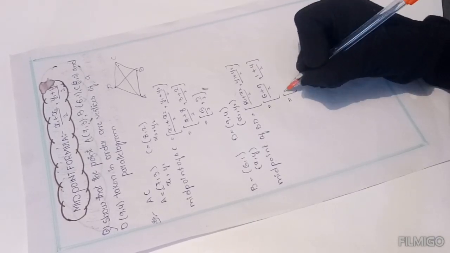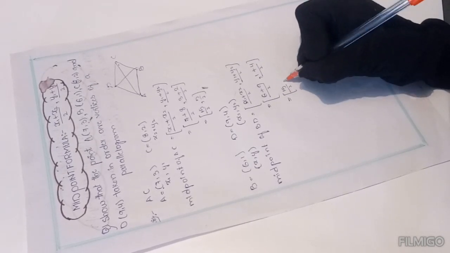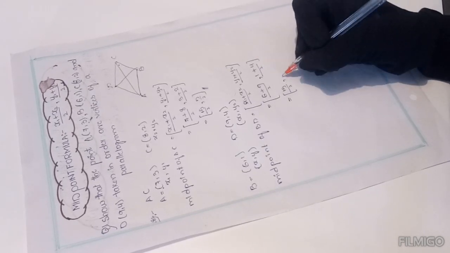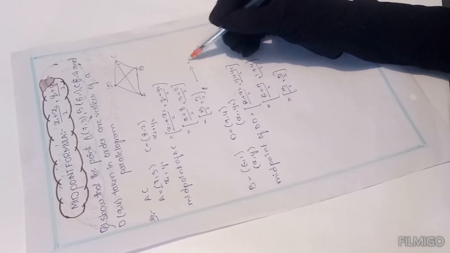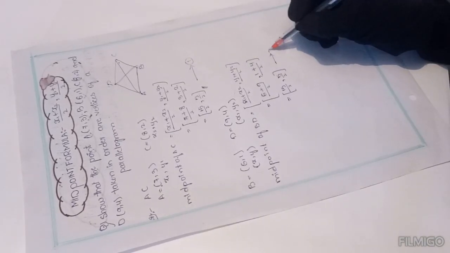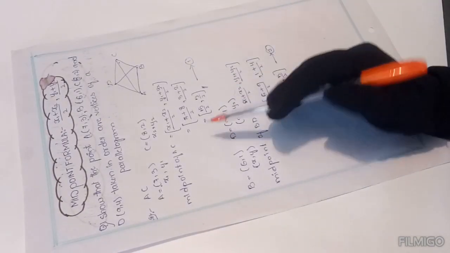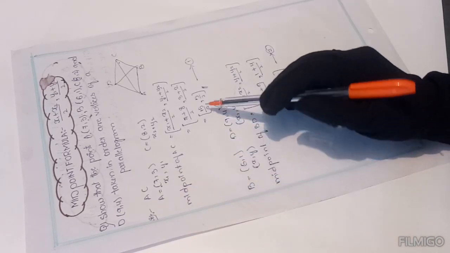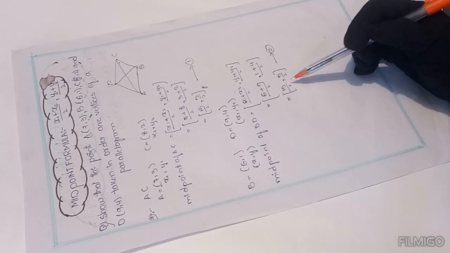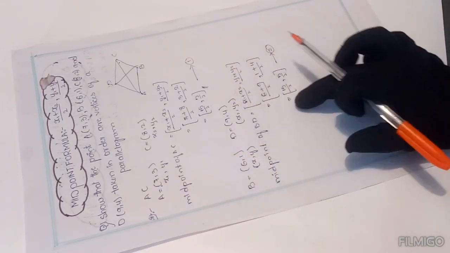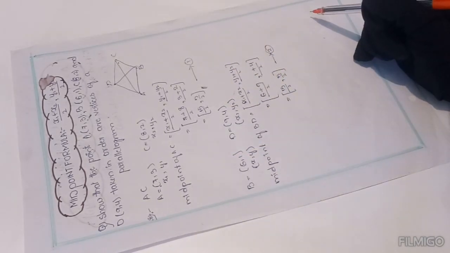9 plus 6 which is equal to 15 by 2 comma 4 plus 1 which is equal to 5 by 2. From equation 1 and equation 2 we can observe that the coordinates of the midpoint of AC are 15 by 2 comma 5 by 2, and the midpoint of BD is 15 by 2 comma 5 by 2. They are equal, hence they are the vertices of a parallelogram.